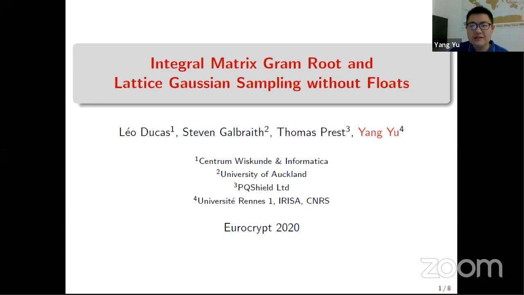Okay, thanks for the introduction. I'm going to present our work, integral matrix gram root and lattice Gaussian sampling without floats. This is joint work with Léo Ducas, Steven Galbraith, and Thomas Prest.